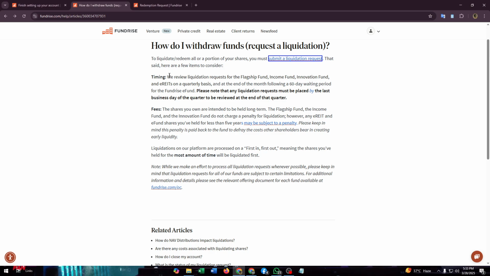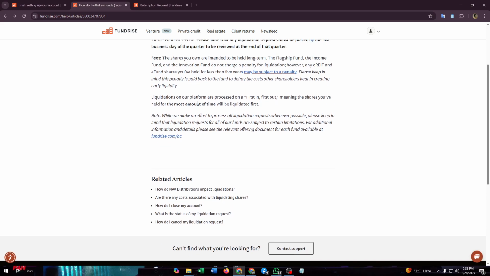So here is something important that you should know, that they review liquidation requests for the flagship fund, income fund, innovation fund, and REITs on a quarterly basis, and at the end of the month following a 60-day waiting period for the Fundrise eFund. Please note that any liquidation request must be placed by the last business day of the quarter to be reviewed at the end of that quarter. So keep it in mind.